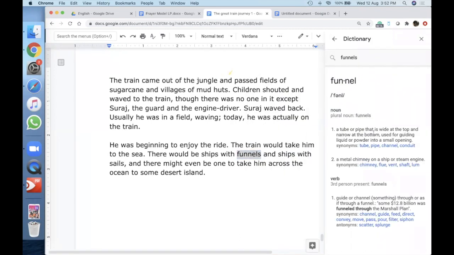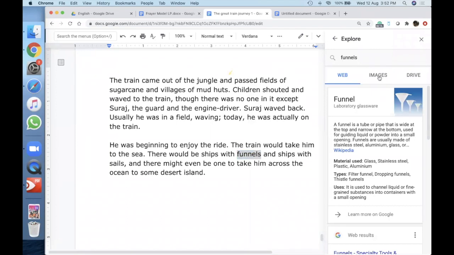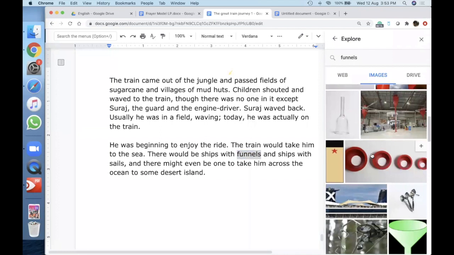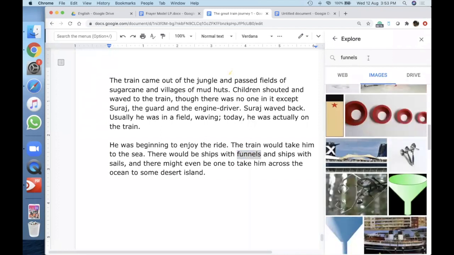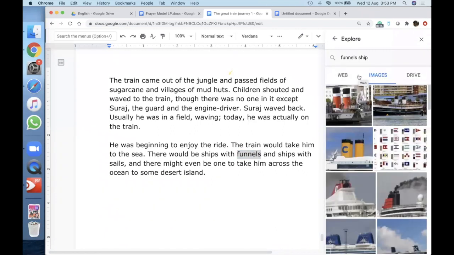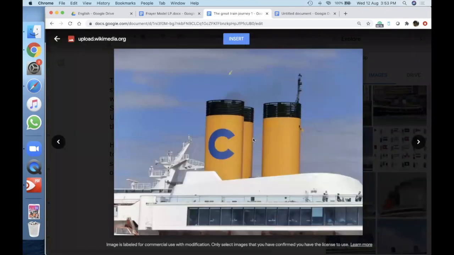Funnel is a tube or a pipe at the top of a ship, used for guiding liquid. Maybe if I can show you an image, you will understand it better. Yes, these are called funnels. Maybe the ships have some funnels. Do you see? These yellow things are called funnels on a ship.